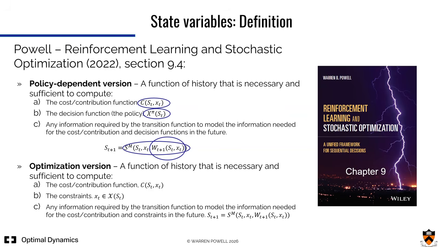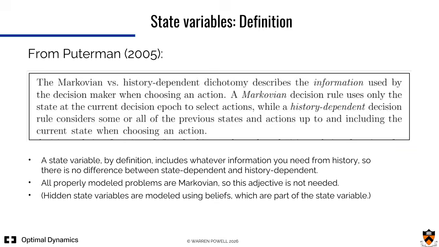The optimization version does not have a given policy. So I replaced the decision function, which is the policy, with constraints. The constraints are a function of the state variable, which is usually the case. So now I have three functions: the cost function, the constraints, and then the transition function. But this is the information, which means once you're done with your modeling, you look at your cost function, you look at the policy, you look at the transition function. At the end of this module, I'm going to give you an actual example illustrating this process.